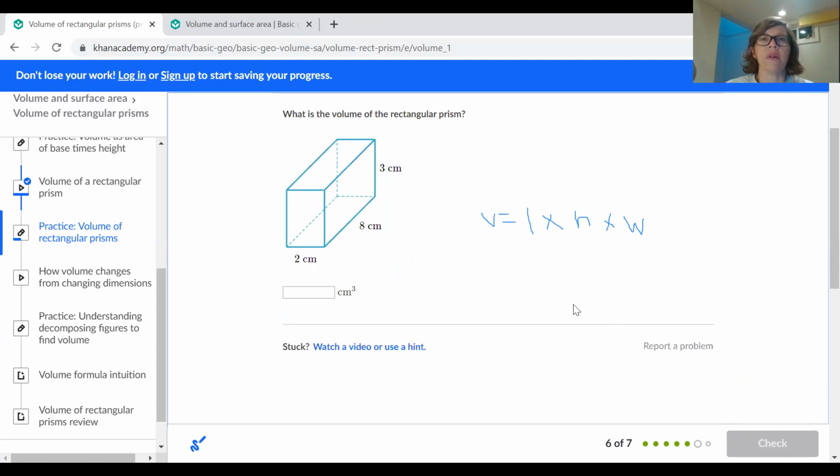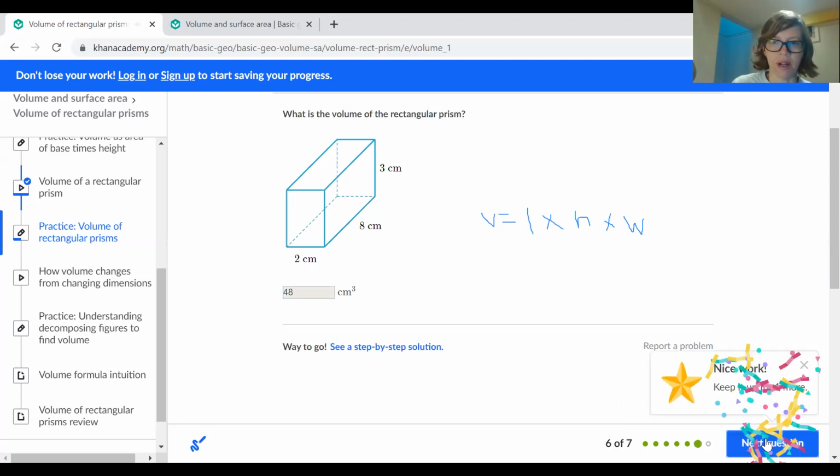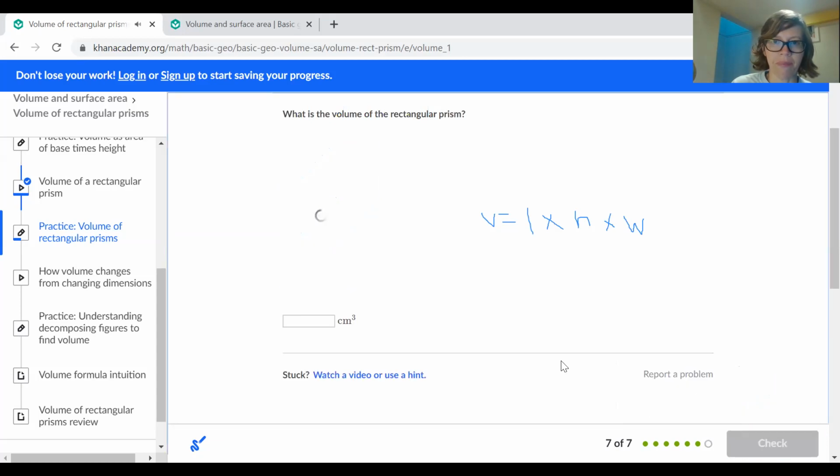All right, try to find the volume of this rectangular prism of 2 by 8 by 3. You can think 2 times 8 and then multiply that by 3. Let's see, I believe it's 48 centimeters cubed. Let's see if that's right. All right, and one more.